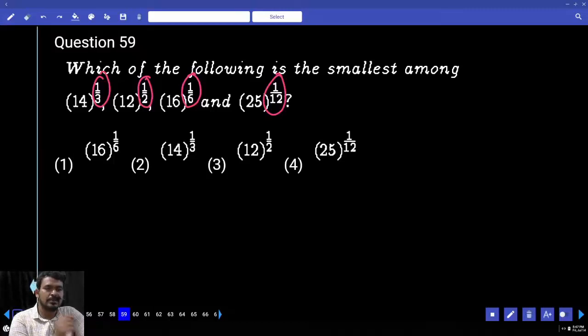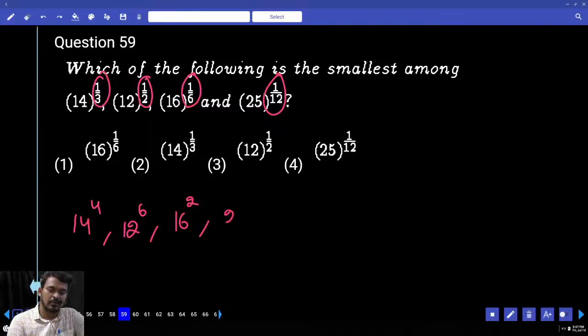Denominator. What are the denominators? 3, 2, 6, 12. What is the LCM? 12. Every fraction is multiplied by 12. So 14 power 1 by 3 into 12 means 14 power 4. 12 power 1 by 2 into 12 will be 12 power 6. Next, 16 power 1 by 6 into 12 is 16 square. And 25 power 1 by 12 into 12 means we are getting 25 power 1.